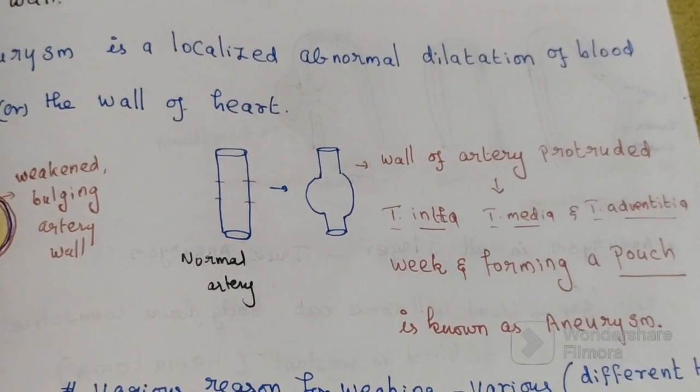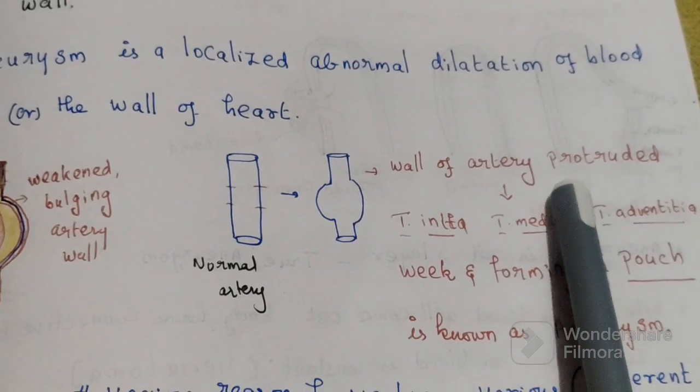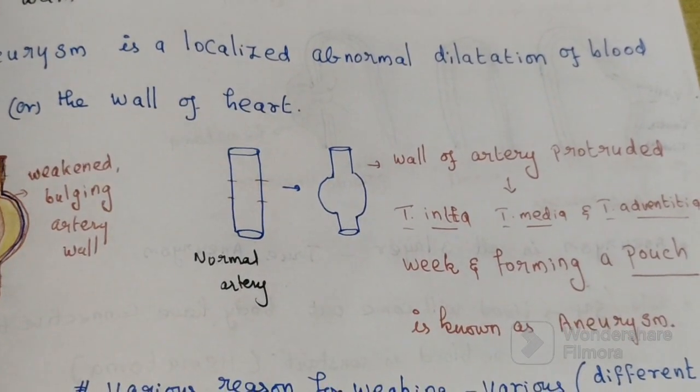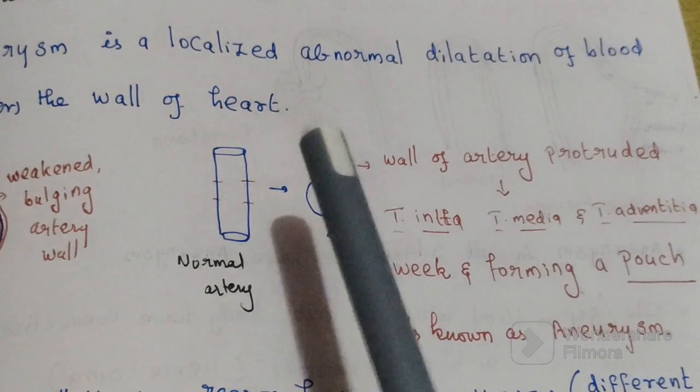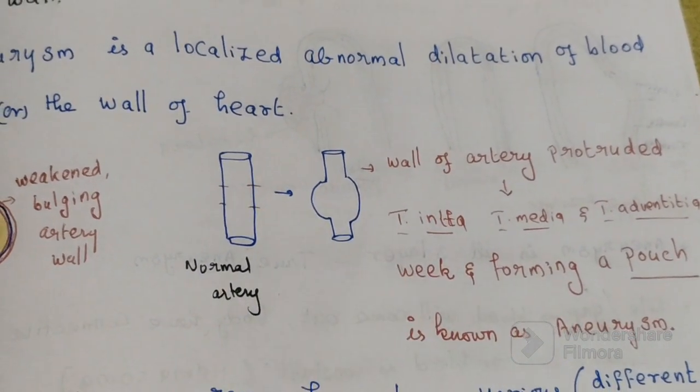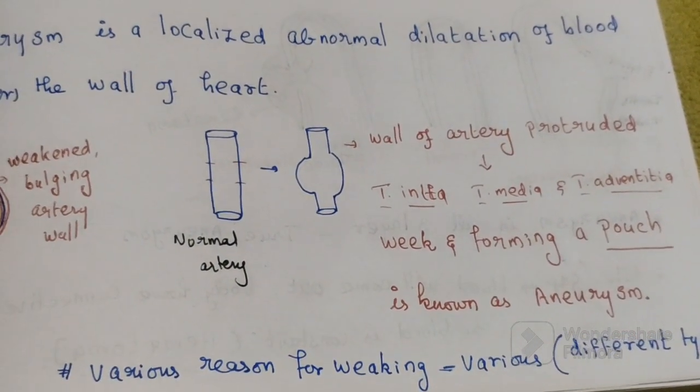So the wall of the artery protruded. After that, it forms a pouch. It is known as aneurysm.